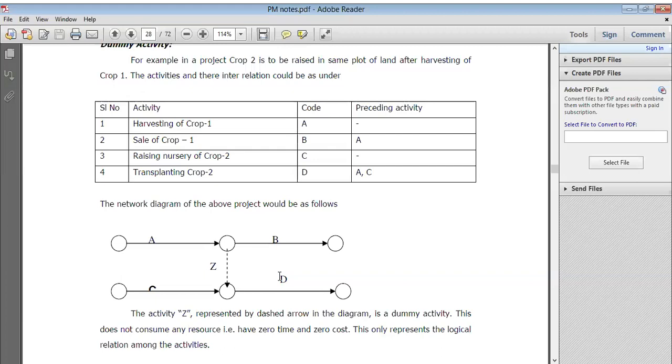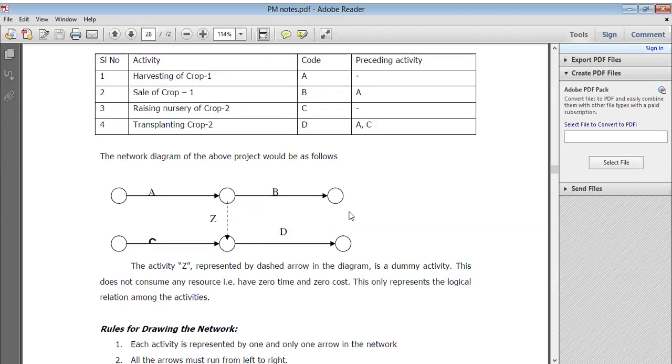Raising nursery of crop 2: you have decided that now you start the nursery, but it is a plan, not started. And transplanting crop: from the nursery you transplant the crop into the next plot, and you do it. So here the activity is complete. So the network diagram of the above project would be as follows. How it is A and B, right?